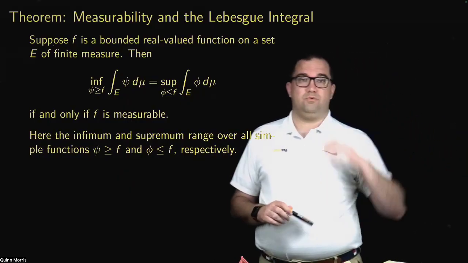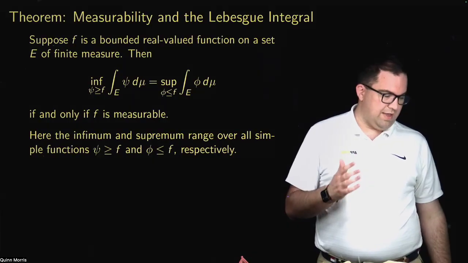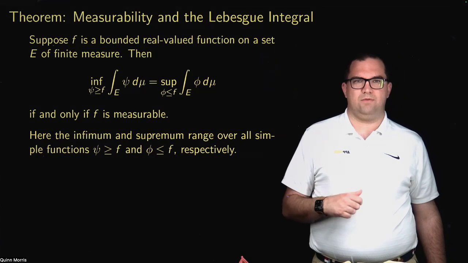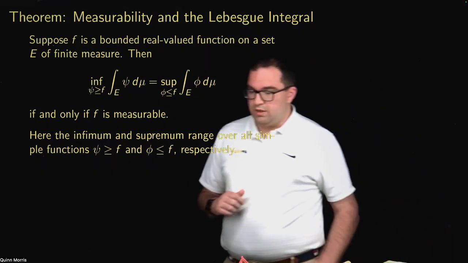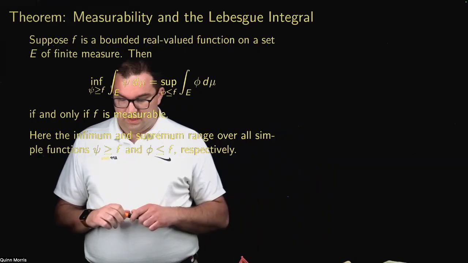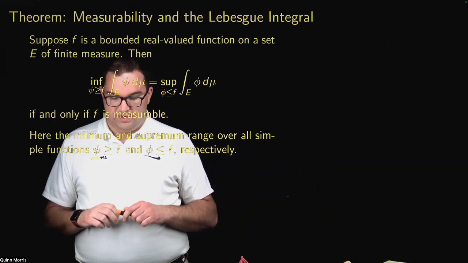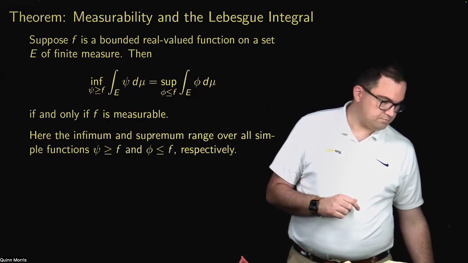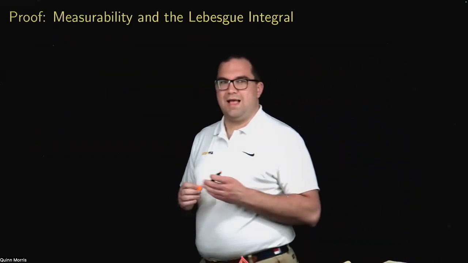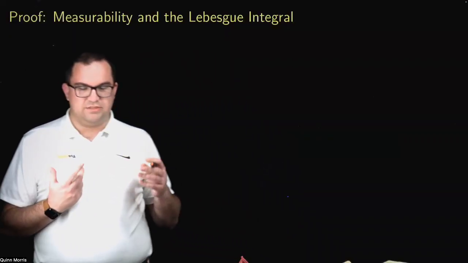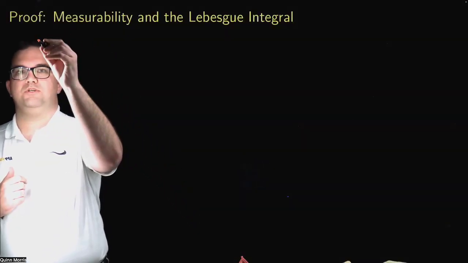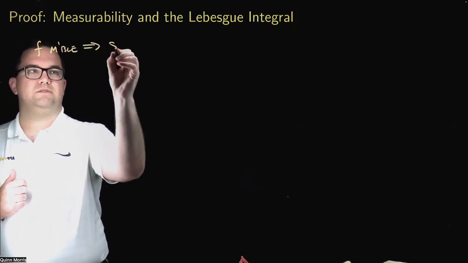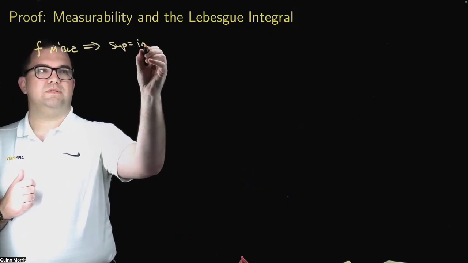So we want to prove this theorem. Now we're not going to prove every single detail, but I want to focus on part of it to really help you understand what's going on here. In particular, I want to focus on the direction where we suppose f is measurable, and we want to show that f measurable implies this sup equals inf.